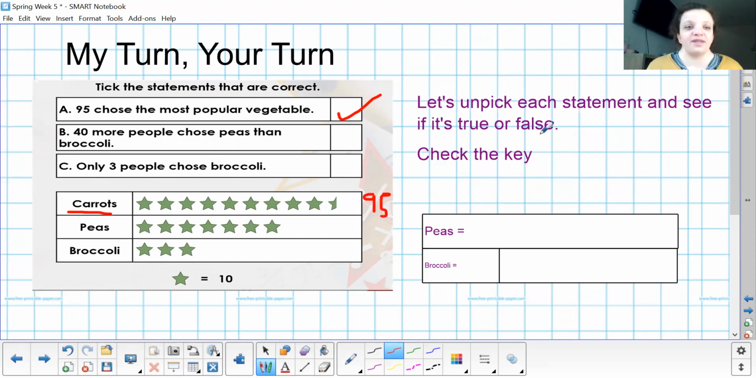Fantastic. Right, 40 more people chose peas than broccoli. So we are going to compare peas and broccoli. So draw your bar model now on your papers with peas at the top because that's the one that's got more, and broccoli down here as a part, and fill in your bar model with the information from the board, and then tell me what's this extra part, how much more is it? Pause the screen and have a go now.